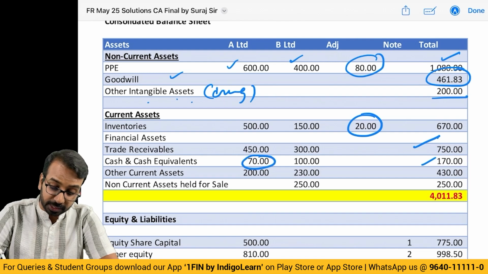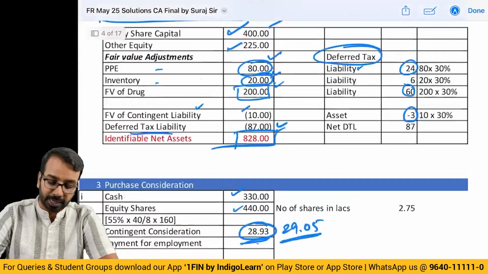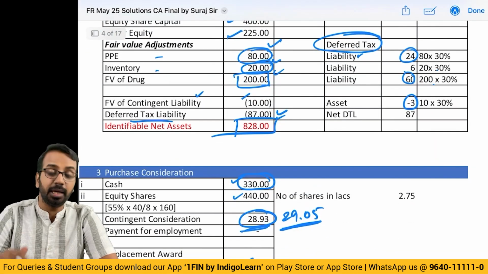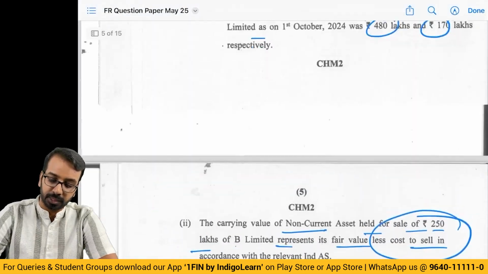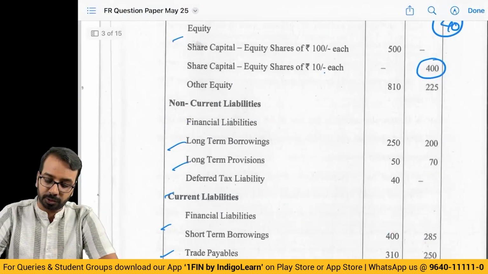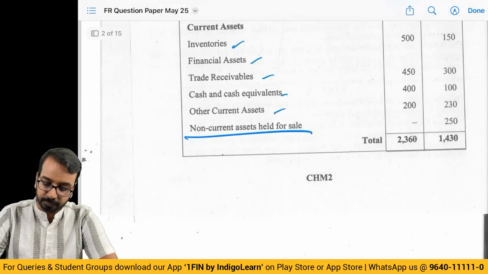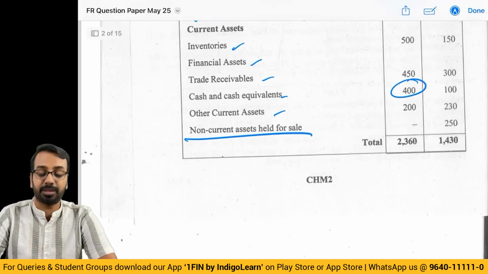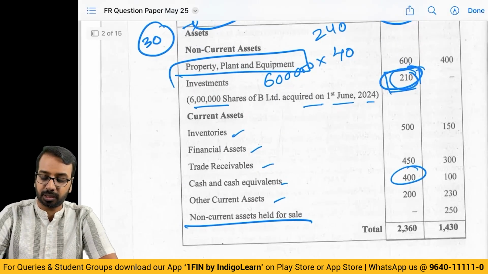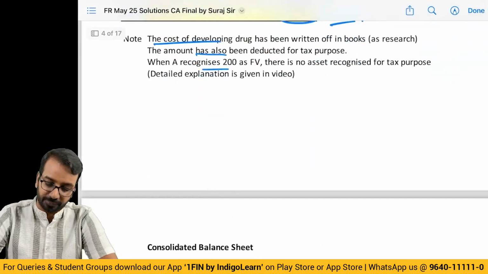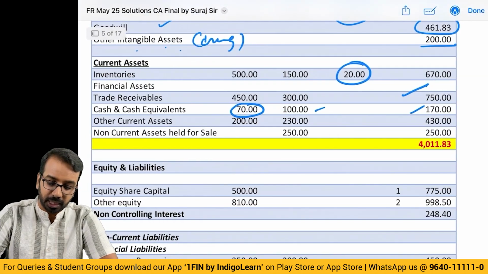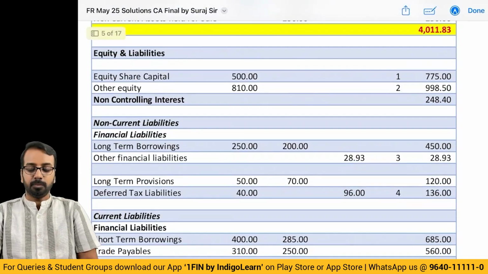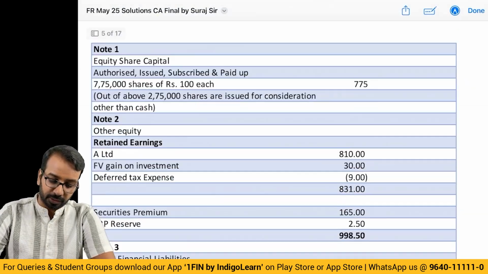Cash and cash equivalents, you have to reduce the amount paid. So what is the cash paid? Cash paid is 330. In the balance sheet we have cash of 400. We paid 330. So now the cash left is 70. Sorry, that 70 you will consider, 100 you have taken over, 170. Other current assets and non-current assets held for sale, you get the total. Now coming to equity share capital, here is where it is important.